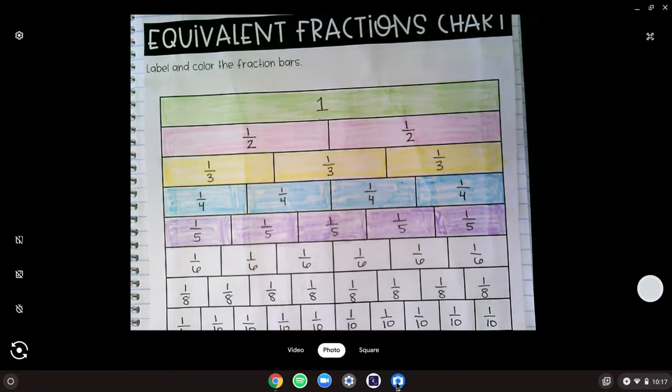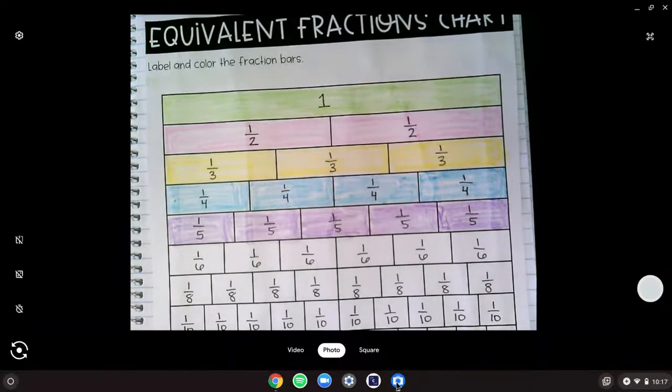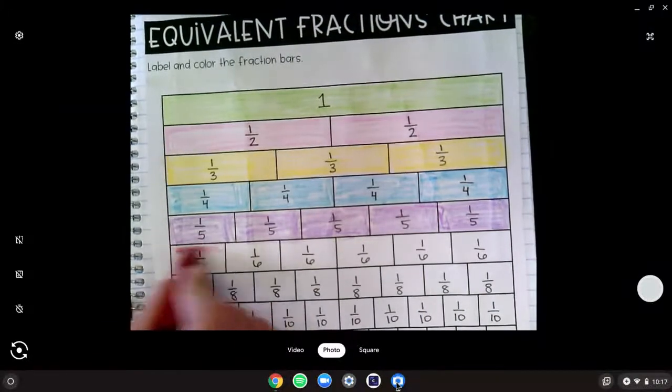Next one. Let's do red. Red. That's my favorite. What is our next biggest fraction then? 1/6. We have our 6 comes next.